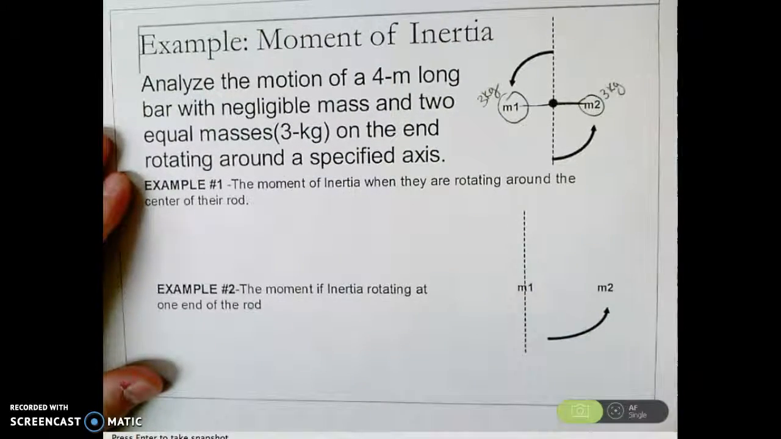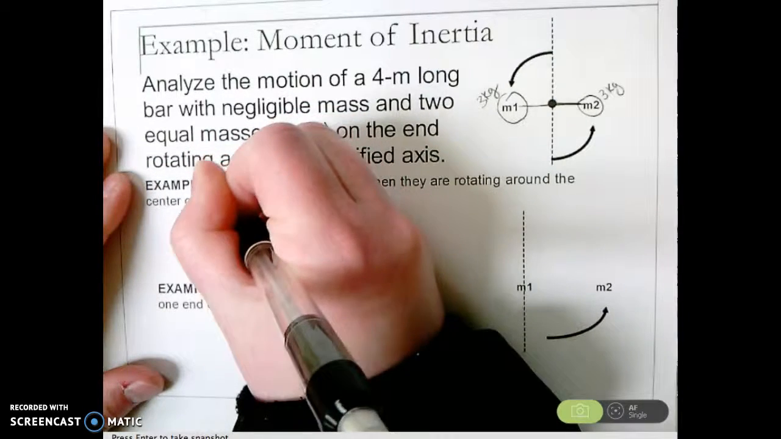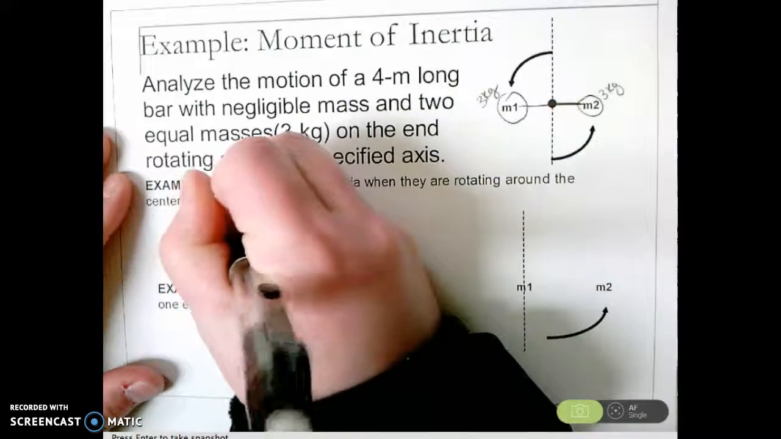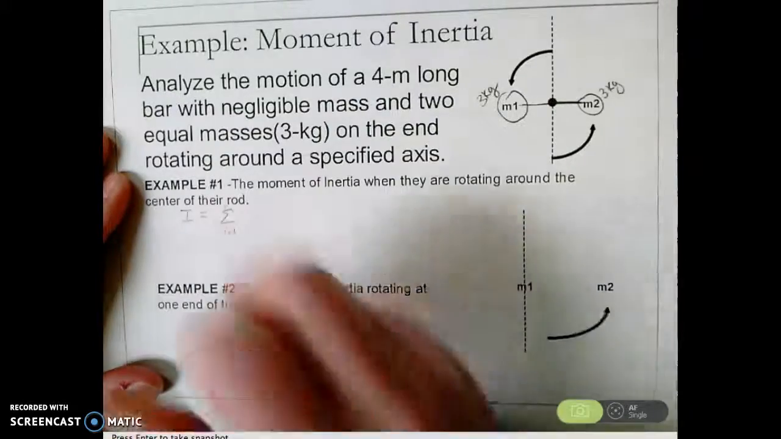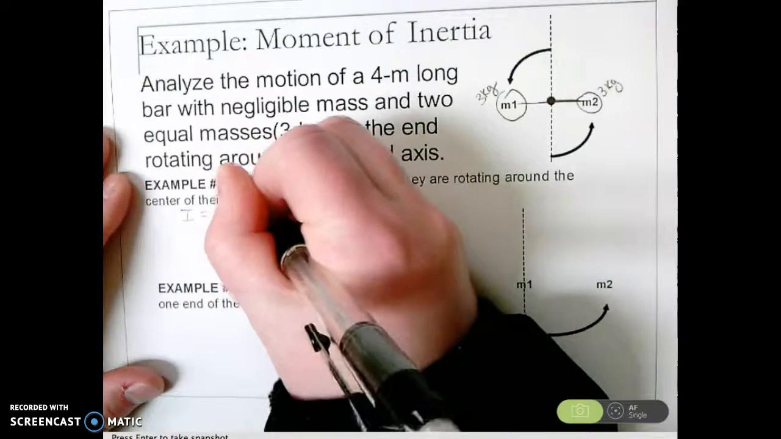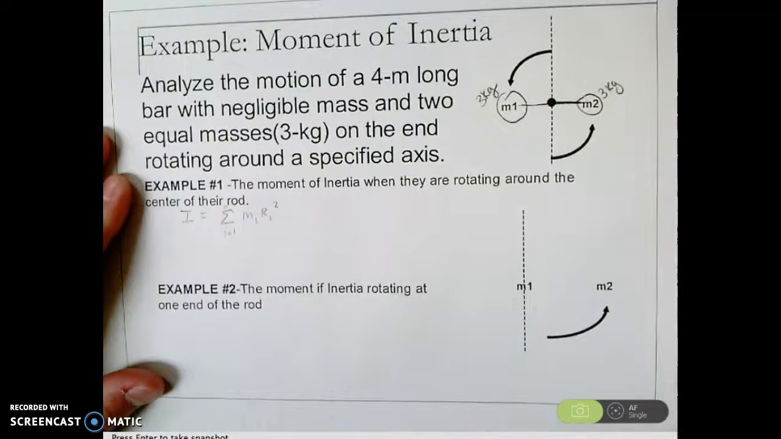So remember, our moment of inertia equation is I equals the summation from some index i equals 1 to the final one n of m_i r_i squared, where m is for mass, r is for radius or location, and that is what we're going to do for each index. So since there's two masses, we're going to have two indices.